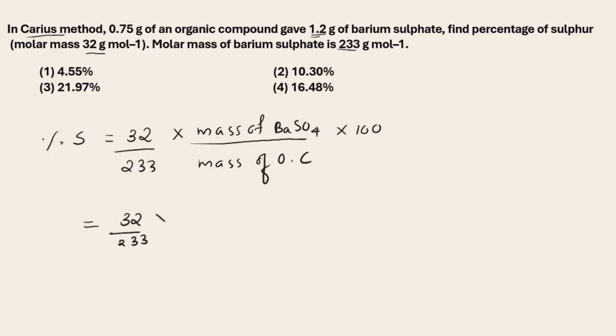Then while substituting, be careful. So mass of barium sulphate is given as 1.2 gram and mass of organic compound, we always do it in microscopic amounts. That's why the masses of these compounds will be very less. So multiply by 100. So simplify for this. This might take some time. Okay. So be quicker because the values given here have a lot of difference. So if you just get the first digit, you just go with that. Okay. So by calculating, you will get the final value as 21.97 percentage. So that is given as option 3. Therefore, the right option is 3.